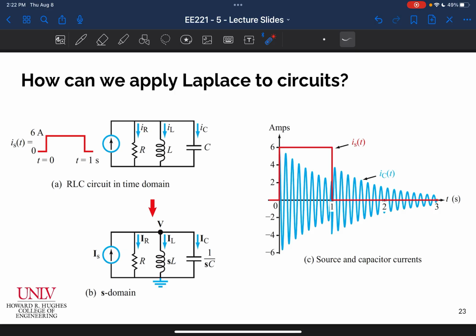One last note here. This is kind of just showing the process. Again, this is a time domain circuit. We have this IS of t, this current pulse input, and we have a resistor, inductor, and capacitor in the time domain with time domain expressions for the three currents. We transform this into the S domain. Here we have the impedance of the inductor in the S domain, the impedance of the capacitor in the S domain, and the S domain version of this input pulse, which we would have to model as a difference of two unit step functions.